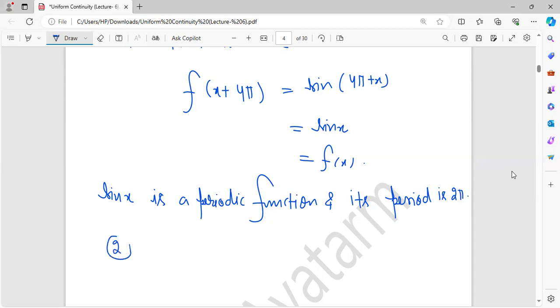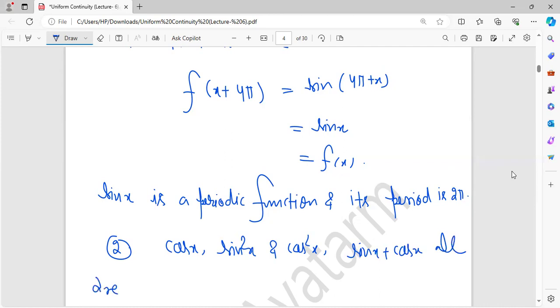Similarly, you can check that cos x, sin square x, cos square x, and sin x plus cos x are all periodic functions with period 2 pi.